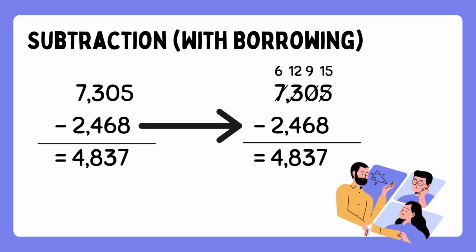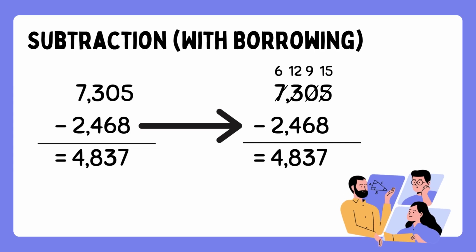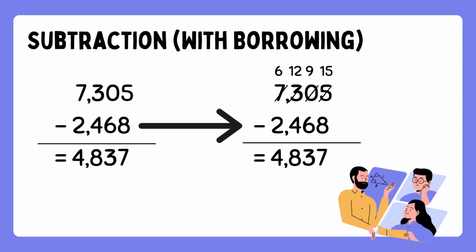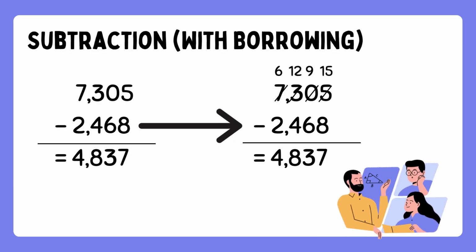We can't do 2 minus 4. We'll need to borrow from the thousands place. The thousands place has a 7. We borrow 1000, so the 7 becomes 6. The hundreds place gets 10 more hundreds, so 2 becomes 12.